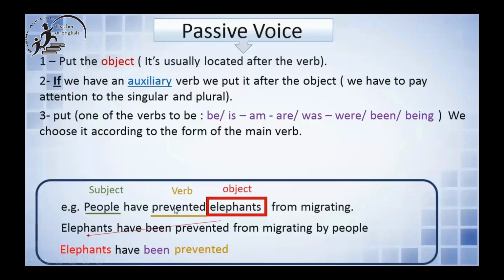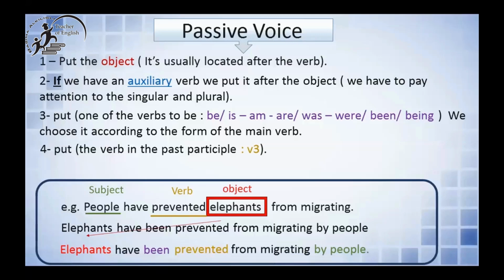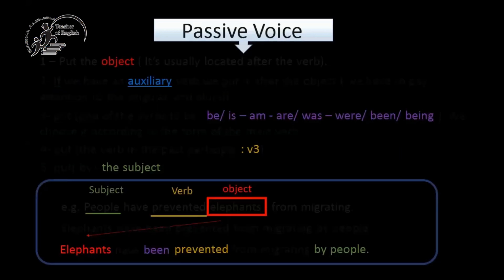After that, we have to put the main verb in the past participle. So we have to put it verb 3. Okay? We have to put the complement, and we have to mention the subject with by. Like for example, by people.